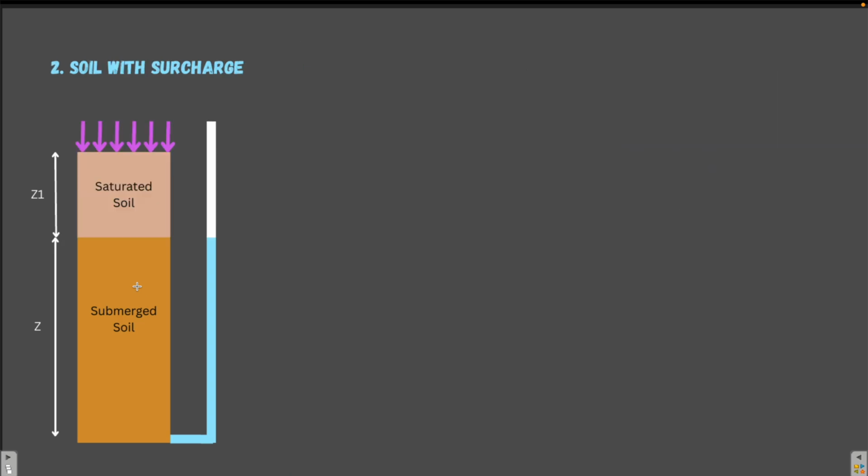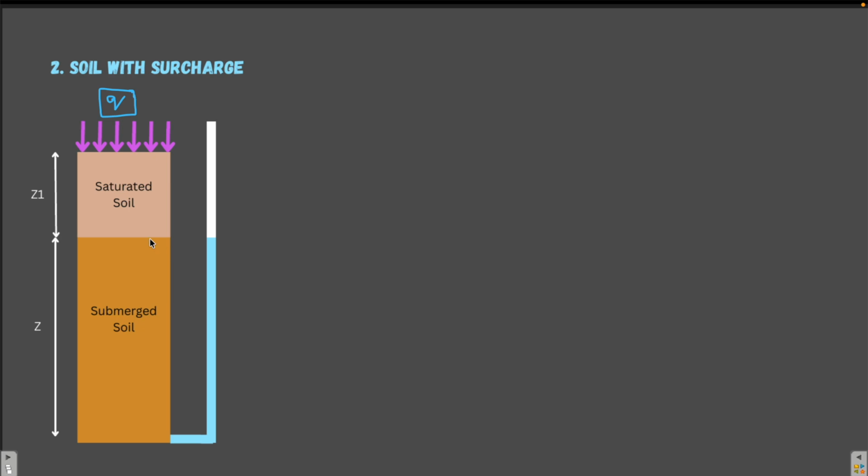Now let's move ahead with the second case. In this second case, the soil is with surcharge. What do you mean by surcharge? Surcharge Q is the external load acting on the soil, and this load can be due to the structures above the soil, right? So this load is Q. Now let's draw the diagram for this, and let's understand how to calculate the effective stress for this.